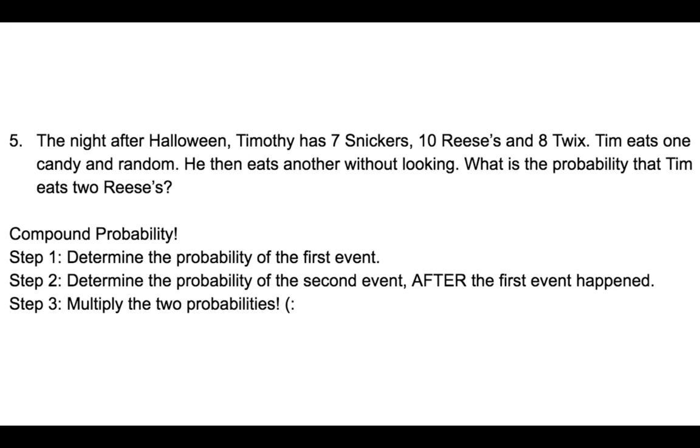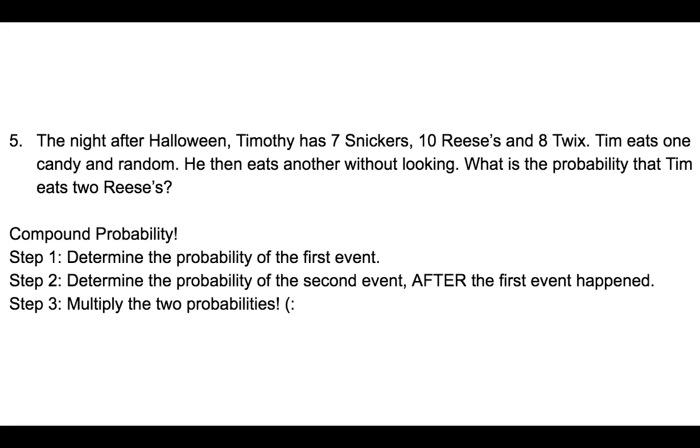If you need a little bit of help, this is a compound probability problem. So the first thing you're going to do is find the probability of the first event. The first event being that he ate a Snickers. Randomly ate a Snickers. Step number 2, determine the probability of the second event. So knowing that I already had 1 Snickers, now you're going to find the probability of the second event. So this 7 is going to change, as well as the total number of candies there. And then all you're going to do is multiply those 2 probabilities.